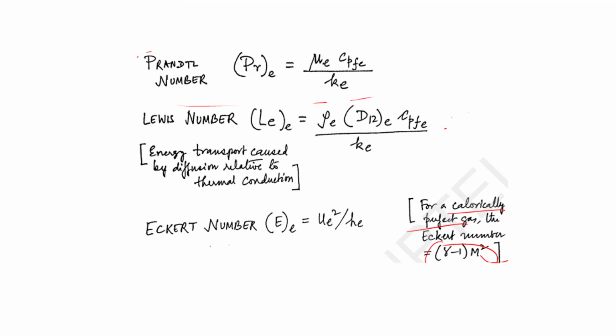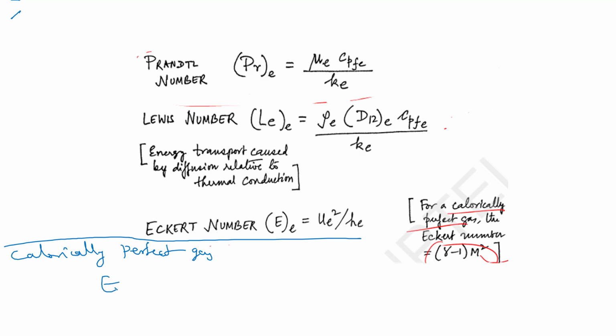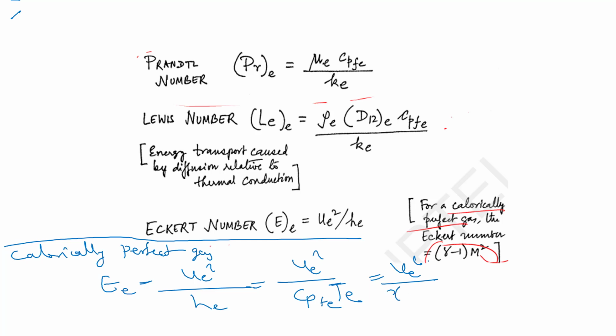For a calorically perfect gas, the Eckert number is gamma minus 1 M square. So if we check for this calorically perfect gas, this E will be u e square upon h e. And what is h e? h e is nothing but Cp_fe into T e, and it can be written as gamma upon gamma minus 1 R T e, and it will come as gamma minus 1 u e square upon gamma R T e, and this gamma R T is nothing but a e square, and it will give gamma minus 1 M square.